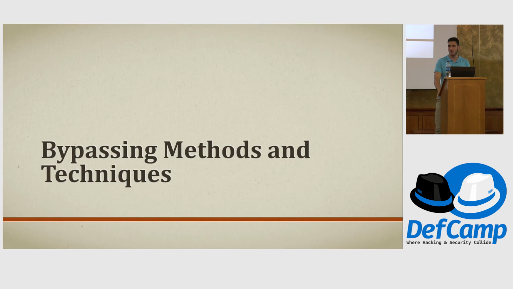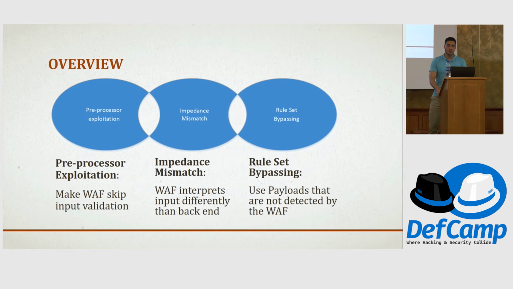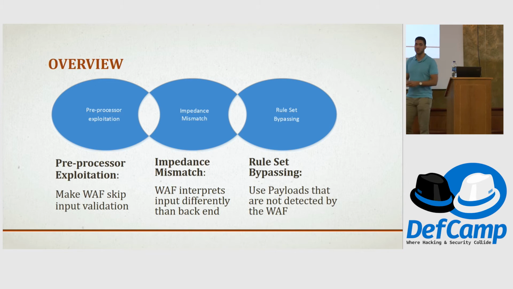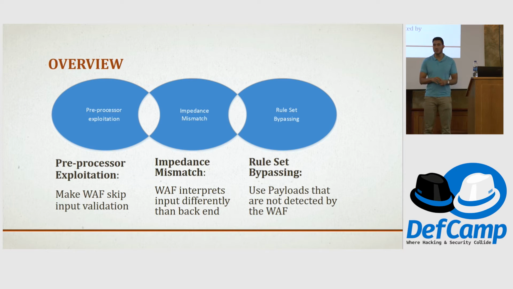Okay, that's about the functionality of WAFs. Coming to bypassing methods and techniques, these techniques and methods can be categorized into three different parts. The first part is the preprocessor exploitation. Here we try to make the WAF skip input validation. I'll give an example later. So we try to let the WAF think, this request is okay, I don't even have to look through it and try to find any bad payload.